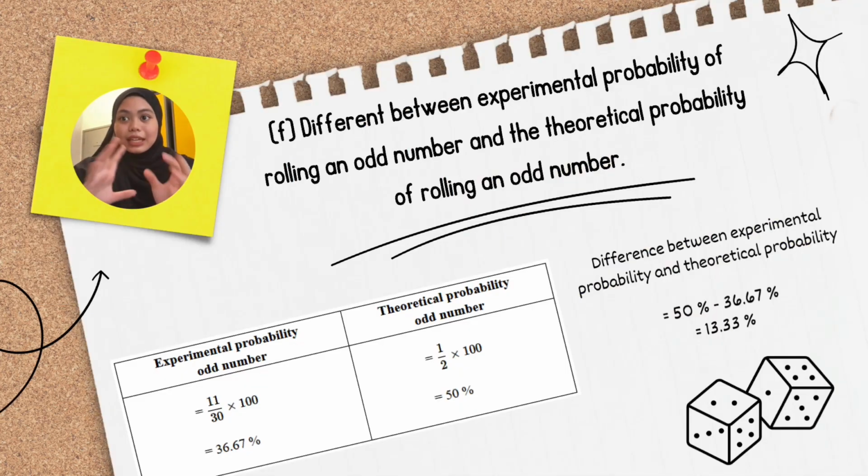For the last question, this question is about the difference between the experimental probability of rolling an odd number and the theoretical probability of rolling an odd number. The calculation is the same as the question before. First, calculate the experimental probability of odd numbers, which is 11 over 30 times 100, and get 36.67%. Next, for the theoretical probability, 1 over 2 times 100, and we get 50%. Then we subtract, which is 50% minus 36.67%, and we get 13.33% as the difference between them.